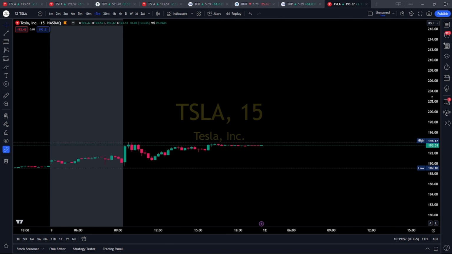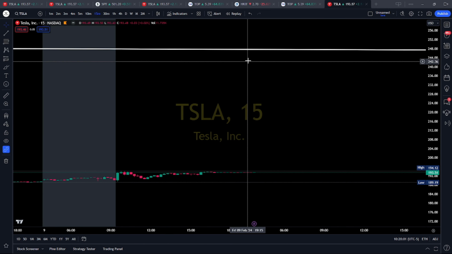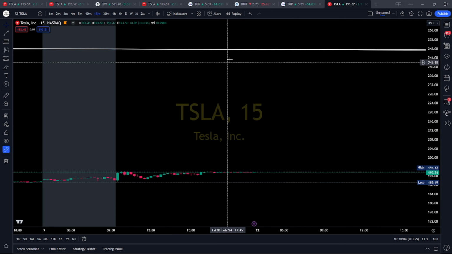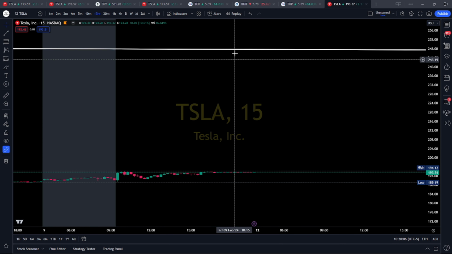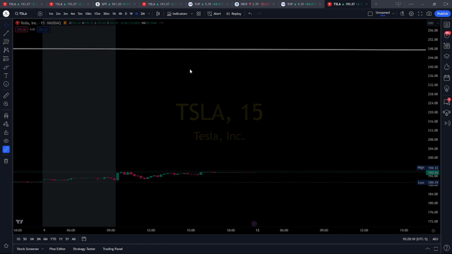If I scroll down on the price axis over here, you'll see eventually, there it is, that's the trend line. So we have that trend line that we marked on the monthly chart now up here on our 15-minute chart. So no matter what, you will always see that.